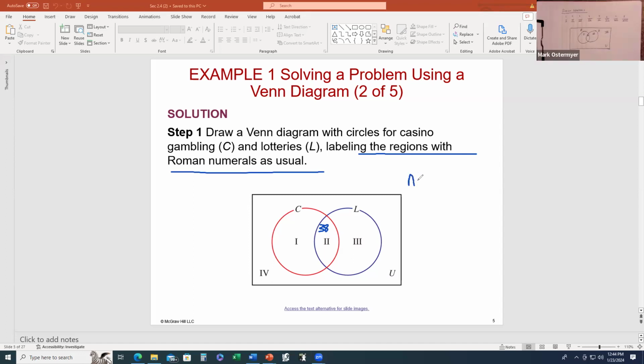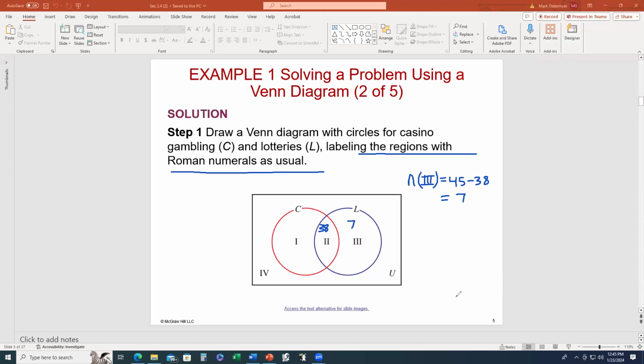So the cardinality of region three, that's what this notation says here, is going to be 45 states that have lotteries minus 38 that have already been accounted for. Do you agree? The 38 states that have both lotteries and casinos. So it's 45 minus 38? That would be 7. So 7 goes in region 3. Do we understand this so far? Yes. Okay, let's go back.